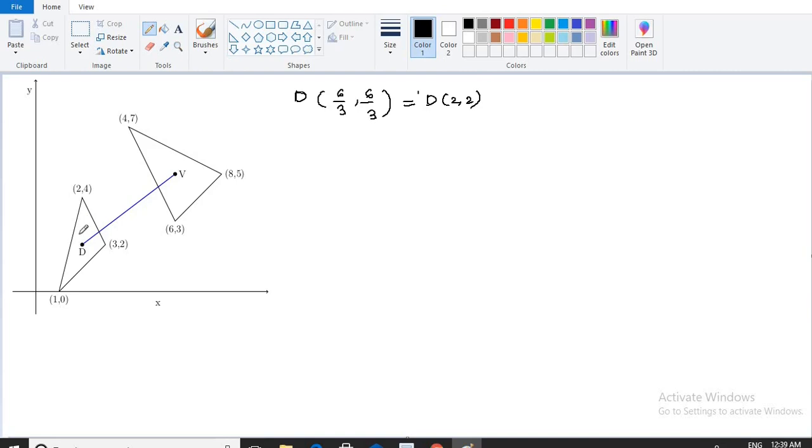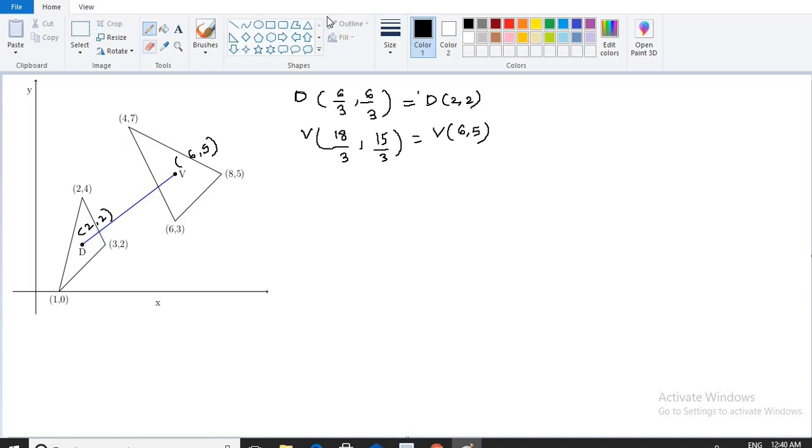Let me mark this point as (2, 2). And let's find it for V. 4 plus 6 is 10, 10 plus 8 is 18, 18 by 3, comma. 7 plus 3 is 10, 10 plus 5 is 15, so it will be 15 by 3. So V will be (6, 5). So we have got the centroids of both of the triangles.